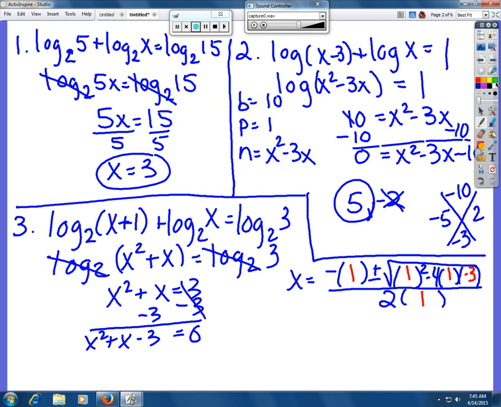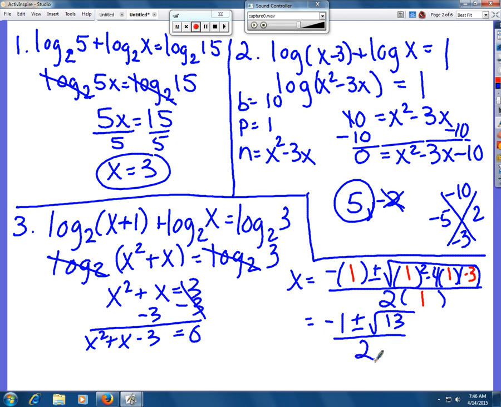And then evaluate. So I have negative 1, and then 1 squared minus 4 times 1 times negative 3. Negative 4 times negative 3 is positive 12, so this ends up being square root of 13. And then 2 times 1 is 2. If I put those in my calculator, negative 1 plus square root of 13 over 2 gives me 1.3, and negative 1 minus square root of 13 over 2 gives me negative 2.3. But negative 2.3 isn't valid because I can't plug it in here and get a positive. So I'm only going to use that 1.3 for my solution.